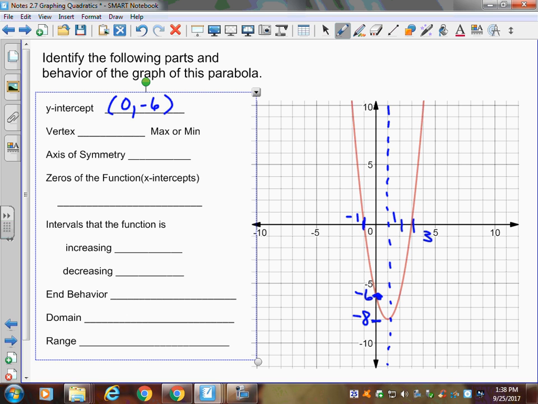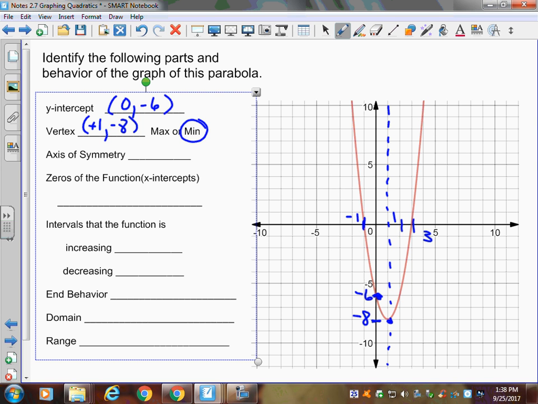Now, what would the coordinate pair for the vertex at the bottom of my graph be? (1, -8). Is that a minimum or is that a maximum? Whoops, that's a positive 1. What, a minimum? Is that what you said? Okay, so we'd circle the word. If I give you choices like that, you can just circle them.